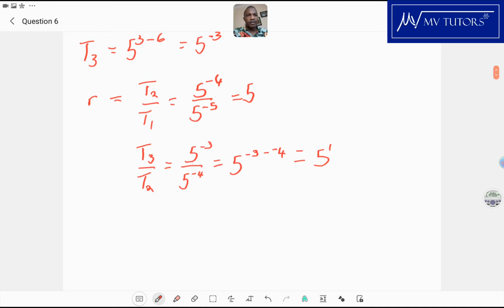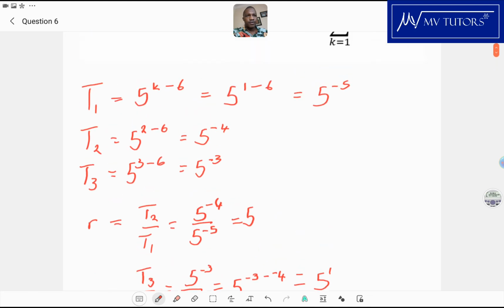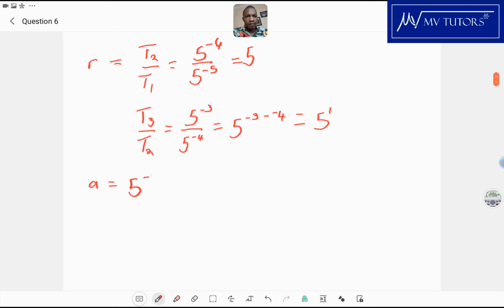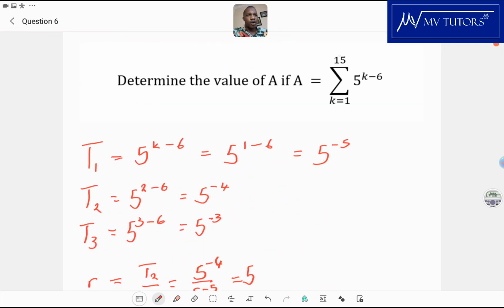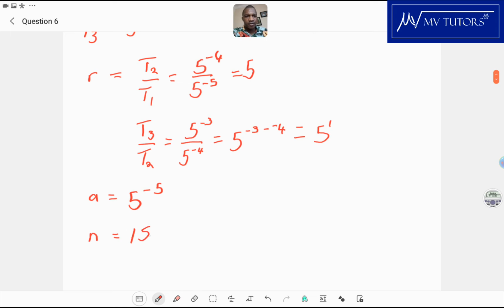Okay, we have R. Now we need to solve A. We've solved A already. The first term, which is 5 to the power minus 5. We also need to solve N. Okay, so for N, we always say the top minus the bottom plus an extra 1. Okay, so the top is 15 minus the bottom, which is 1, and then we always add 1. Okay, so this gives us 15.